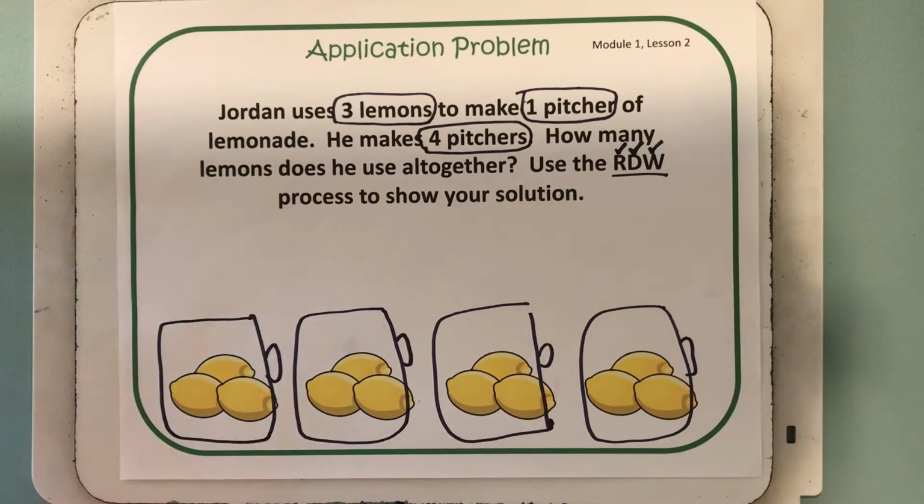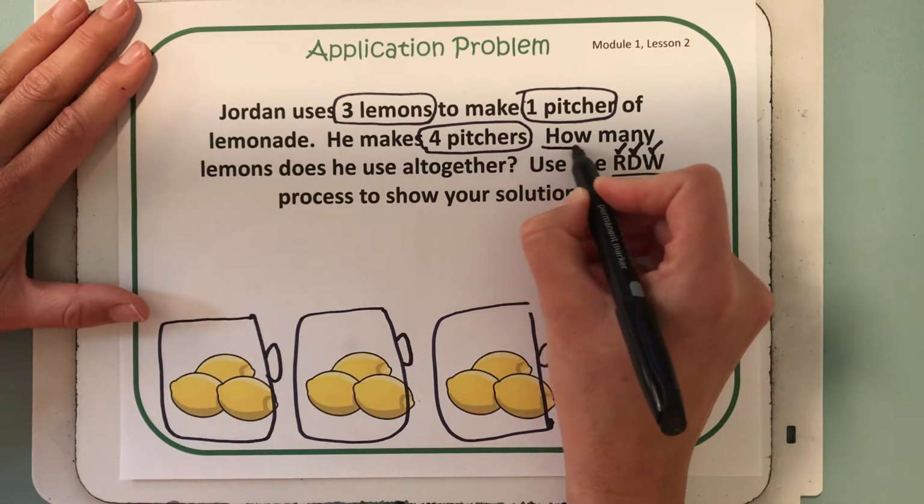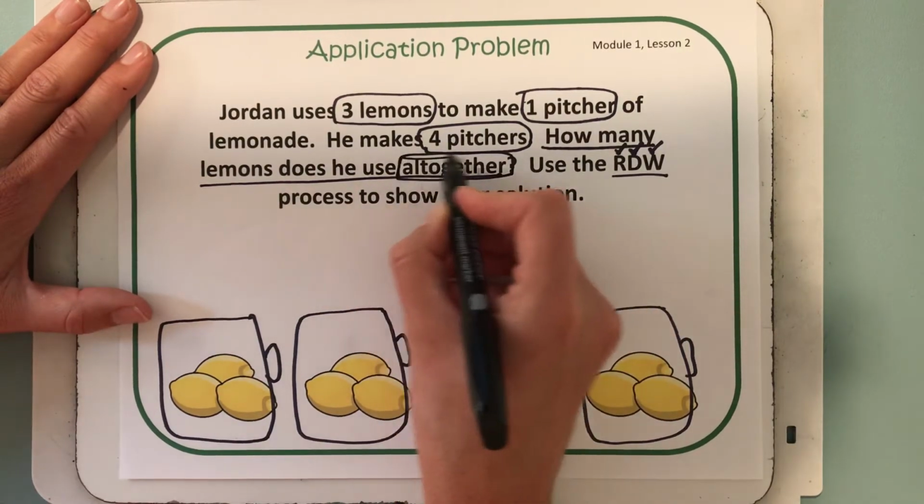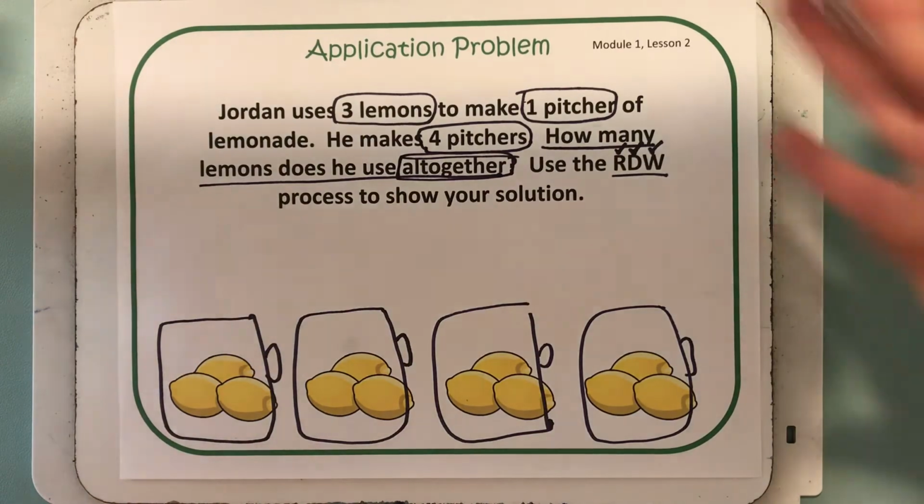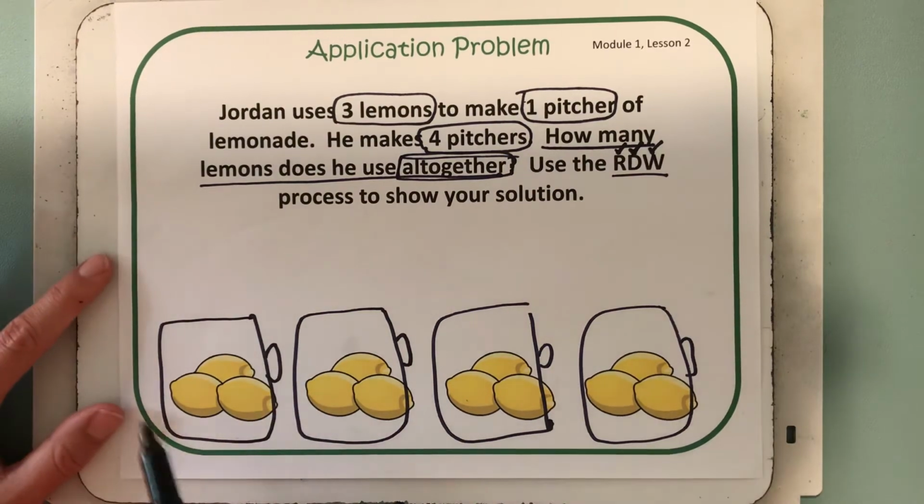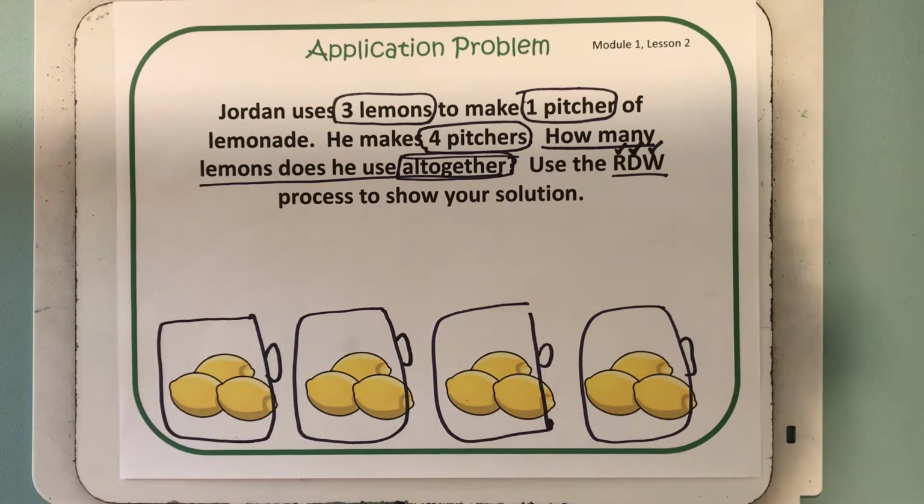So I'm thinking, how can I solve this problem? What's the question? The question is, how many lemons does he use all together? That's a key word there, all together. All together means the total. So what is the total amount of lemons that he needs to make 4 pitchers? I want you to think about this. How would you solve this? Would you subtract the lemons? Would you add the lemons? Would you multiply the lemons? I think there's a couple of ways you could do this, and I'm going to show you both, okay?